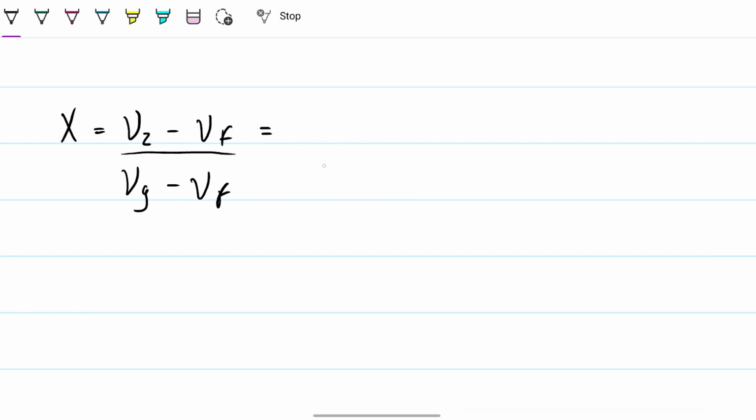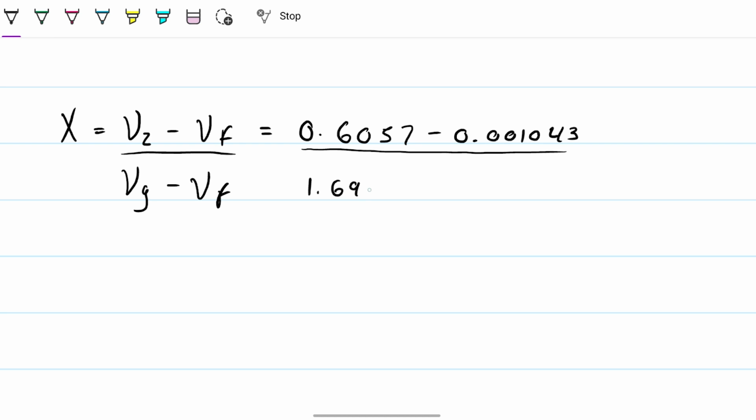This is simply going to be the 0.6057 that we calculated minus the table value of 0.001043, divided by the gas one, which is 1.694 minus 0.001043. Okay, and the quality then is approximately 35.72%, and that is our answer.